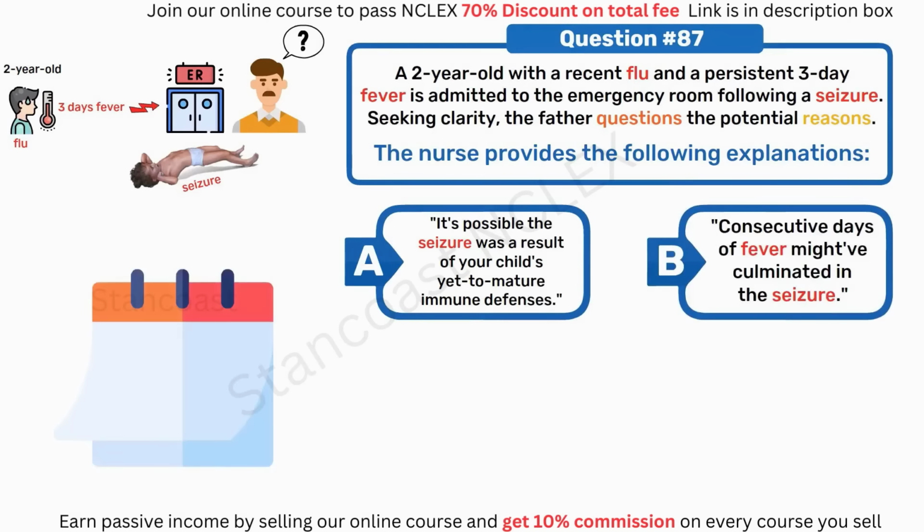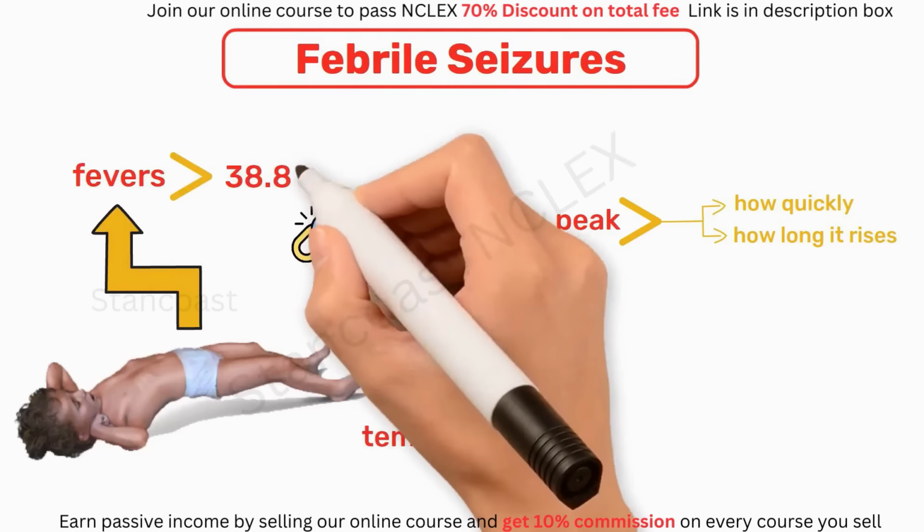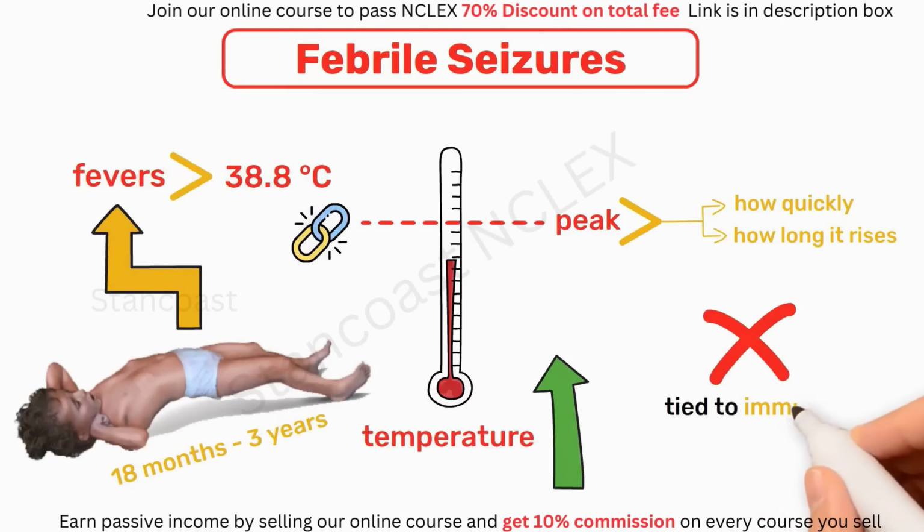Option D is correct here, because febrile seizures typically happen as the temperature rises, linked more to its peak than how quickly or how long it rises. Such seizures in children usually correspond with fevers above 38.8 degrees centigrade. They're most frequent in kids aged 18 months to 3 years, but aren't tied to immune system maturity.